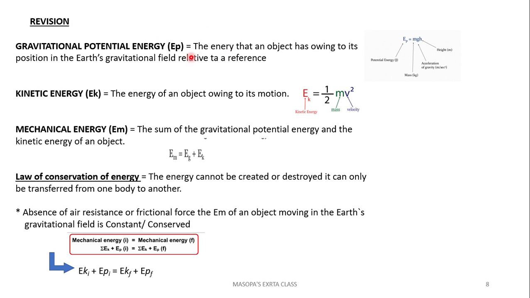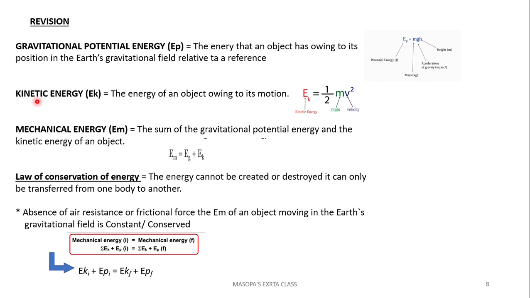That is the energy that an object has due to its position in the Earth's gravitational field, meaning that you're going to have a height and a mass. To calculate it, you need the mass, the acceleration due to gravity, as well as the height, to get the gravitational potential energy. Obviously, if you substitute 0 for any of these, you will get 0. We're going to talk about that as we go along.